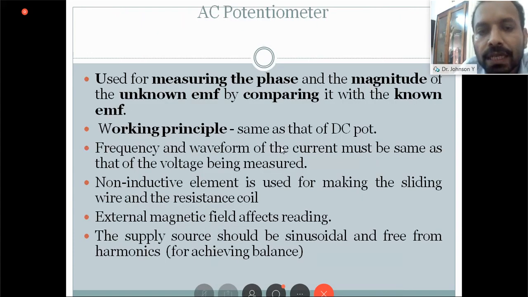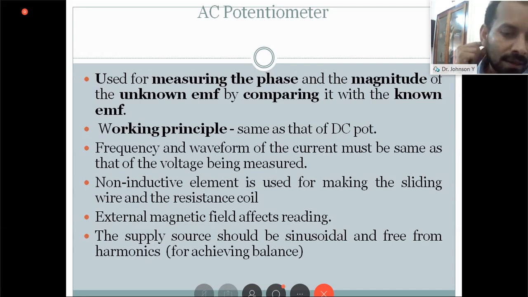Then we go to the AC potentiometer. So far we have discussed the DC potentiometer, which works only on DC. There we measure only the magnitude of the voltage, but here we measure both magnitude and phase, because AC quantities have both magnitude and phase. The comparison method, or the principle, is the same.